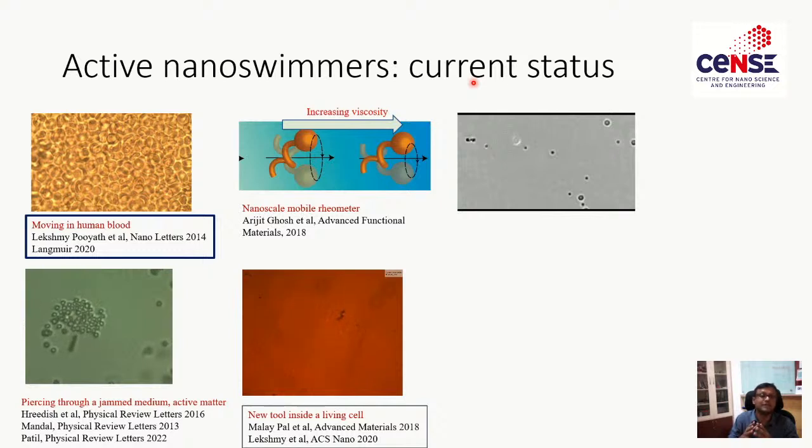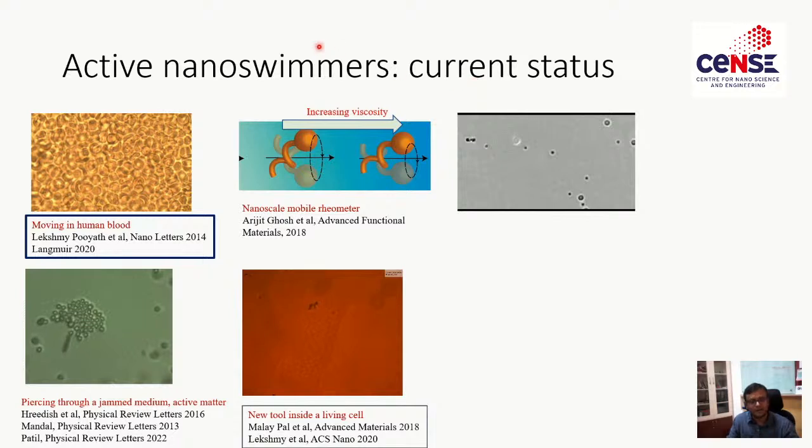And all of these things actually worked without stretching the cell. So you have a probe that gives you the local measurement without stressing the cell in any major way. So this was one of the major ongoing applications for the nanoswimmers in intracellular biophysics.